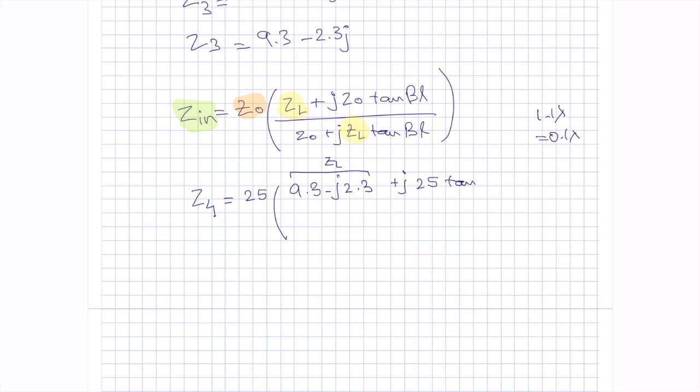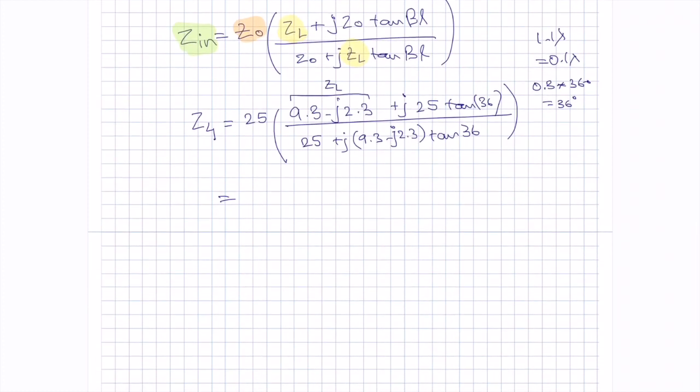The extra one is not doing anything for you. So if you take 0.1 of 360, it's basically 36 degrees, and I'll say tangent 36, that's in here, divide by Z naught 25 plus j times tangent 36. It's easier to open these brackets first before plugging it into the calculator.